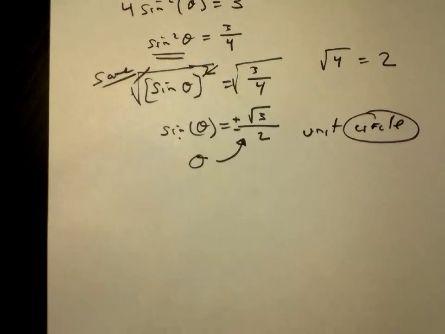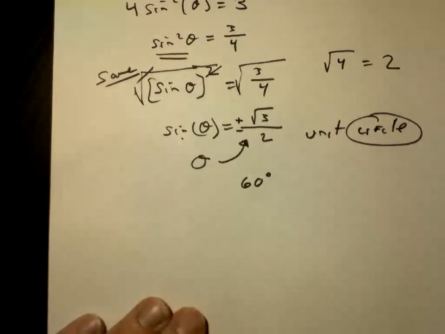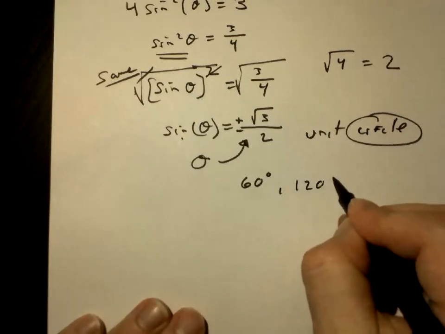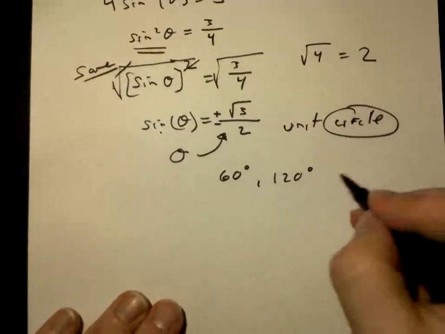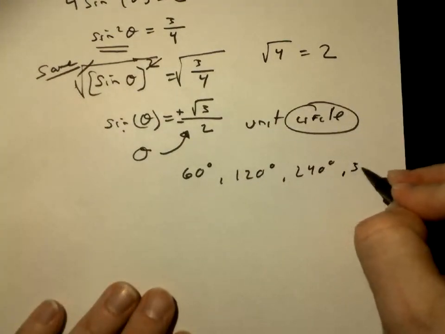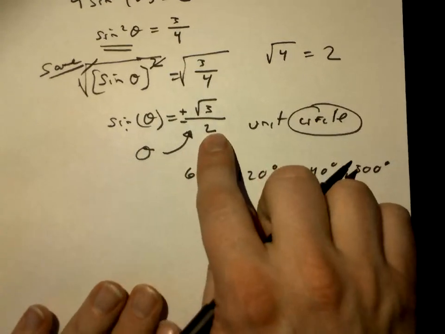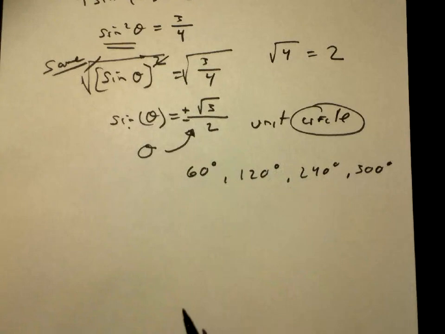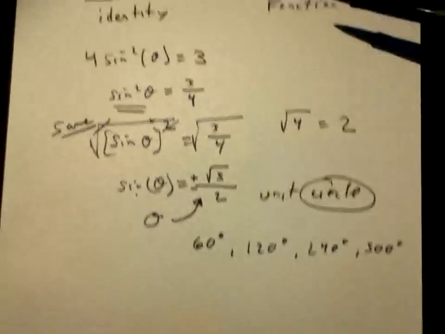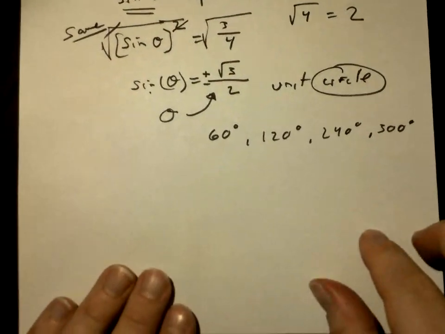And if we do that, I do believe that's 60 degrees. And there's another one, I do believe, at 120 degrees. And there's one at 240 degrees. And I do believe it's 300 degrees. So you have 4 places that this works. And we have to be careful here, because remember, I didn't give you that restriction. So here's what you're going to write.